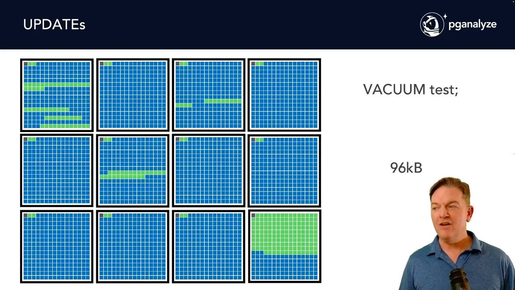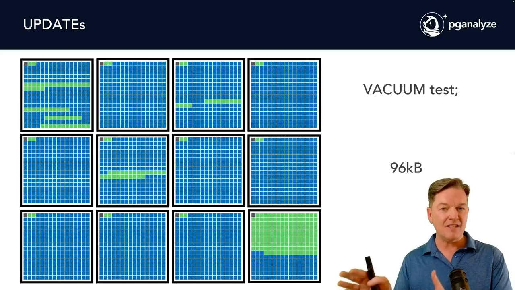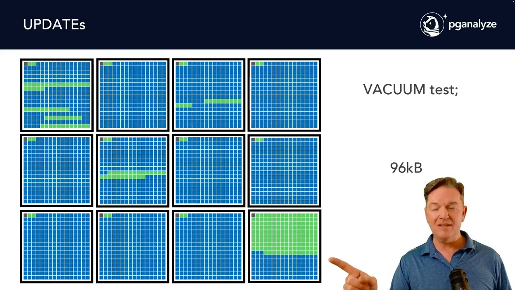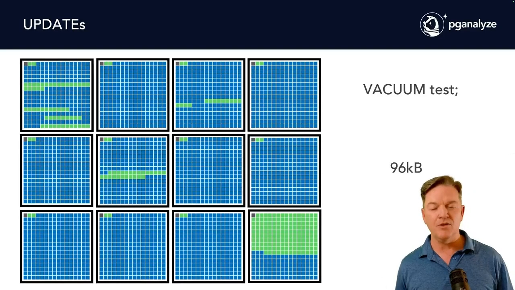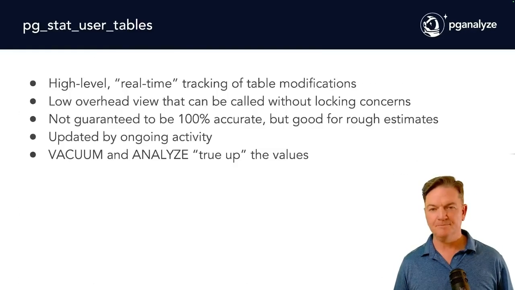Now, if we have vacuum happen effectively, the next time we do an update, hopefully it will use some of that space that's now available in those previous pages. That is why vacuum is so important to keep running and running effectively through autovacuum.